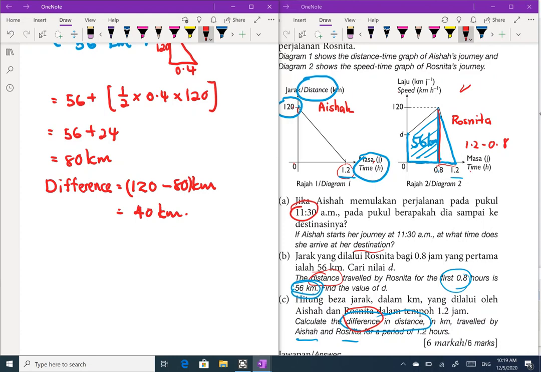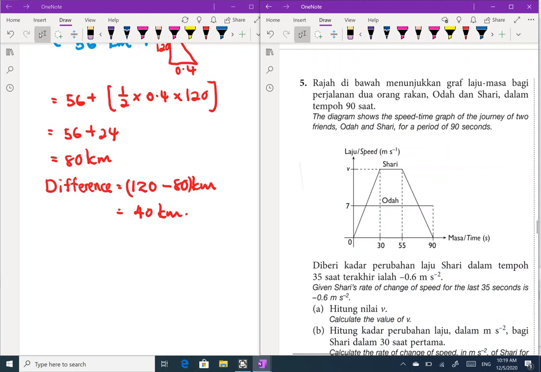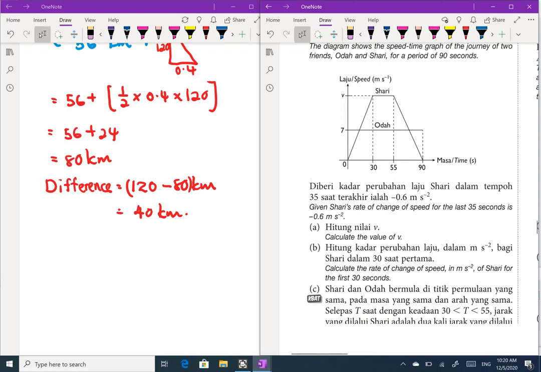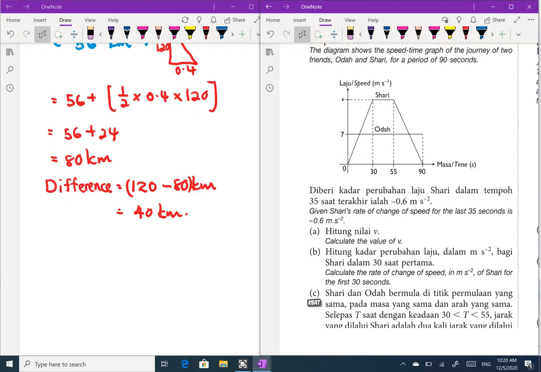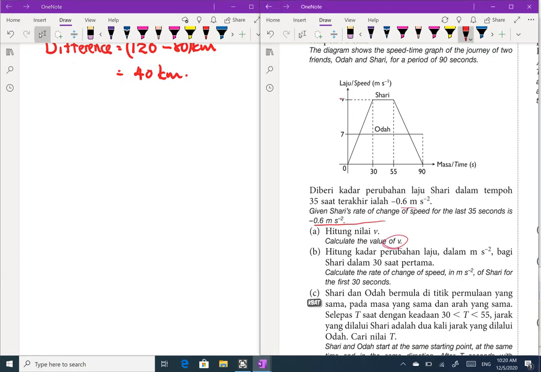Okay, this is question 4. Now we see question 5. The diagram shows the speed time graph of the journey of two friends, Oda and Sari, for a period of 90 seconds. Given Sari's rate of change of speed for the last 35 seconds is negative 0.6, calculate the value of V. So I can use this information.